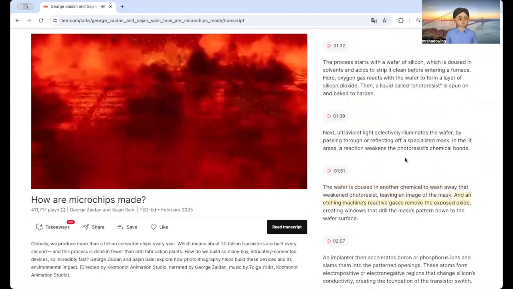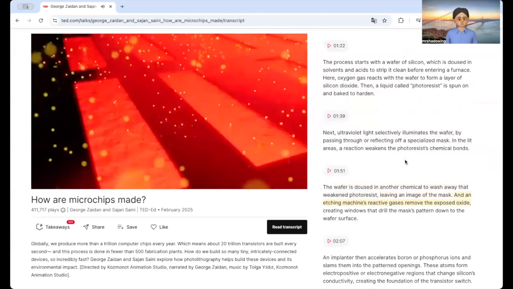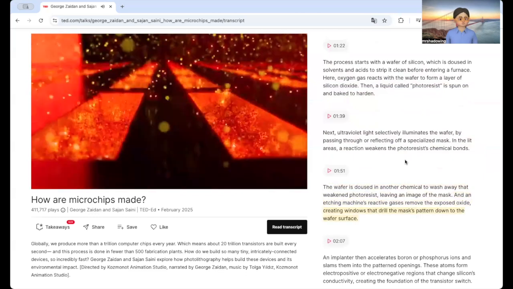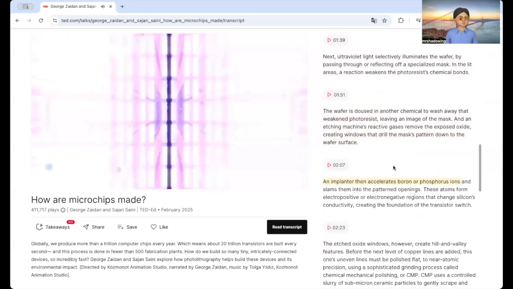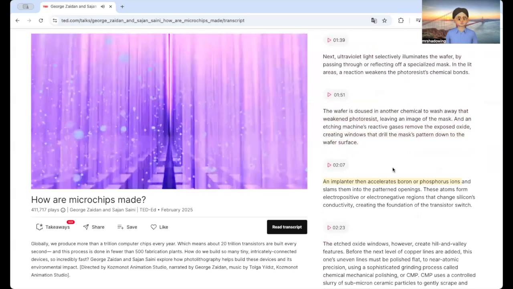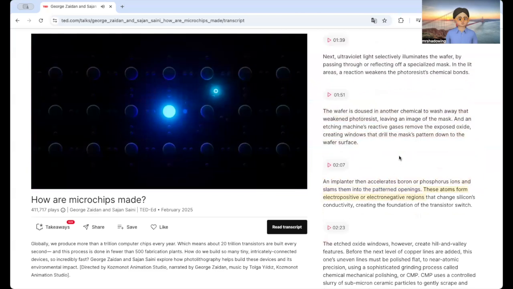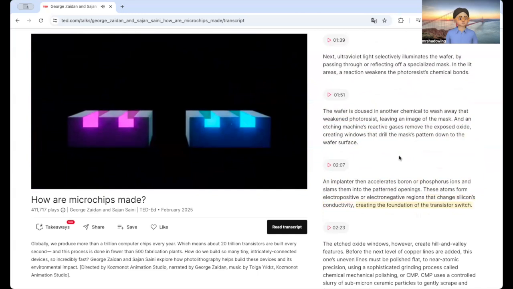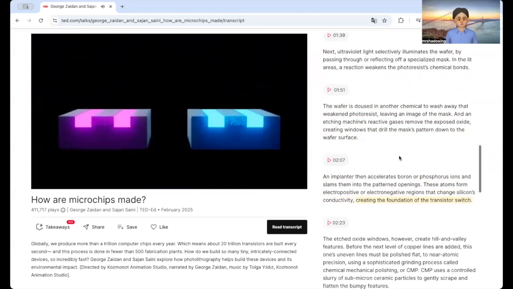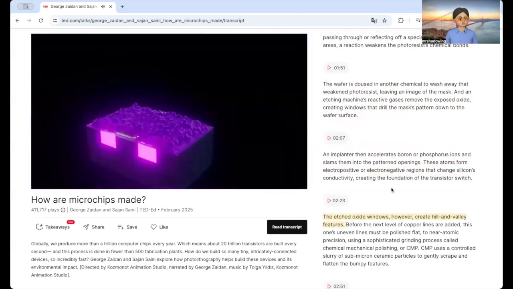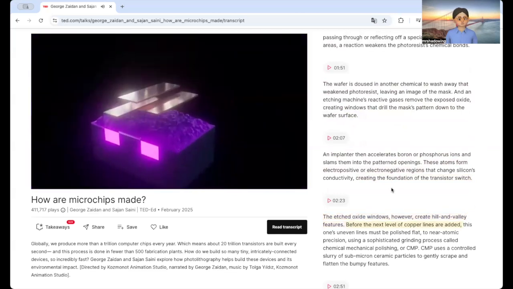In the etching machine, reactive gases remove the exposed oxide, creating windows that draw the mask patterns down to the wafer's surface. In the implanter, accelerators drive boron and phosphorus ions that swarm into the patterns of openings. These atoms form electropositive or electronegative regions that change the silicon conductivity, creating the foundation of the transistor switch. The etched oxide windows, however, create hidden valley features before the next level of copper lines are added.